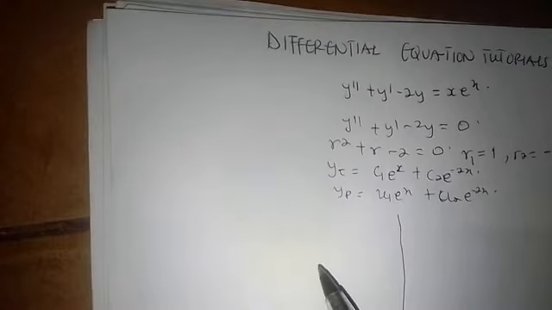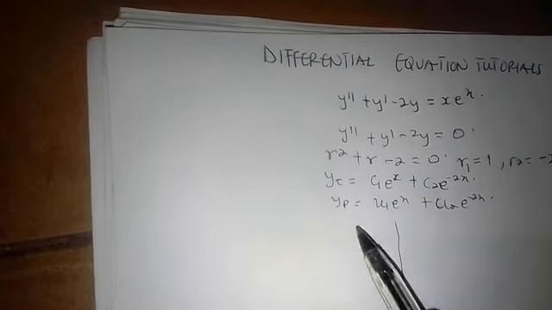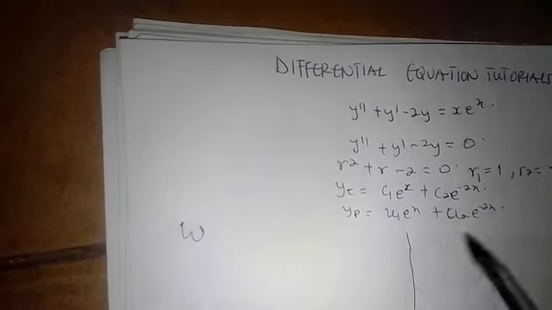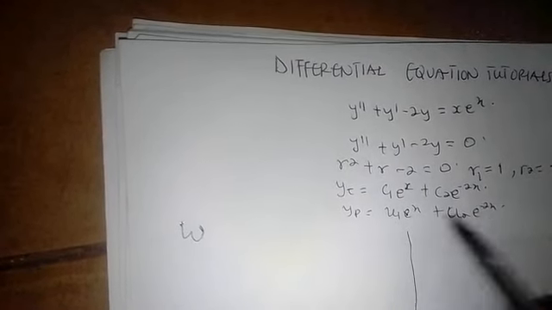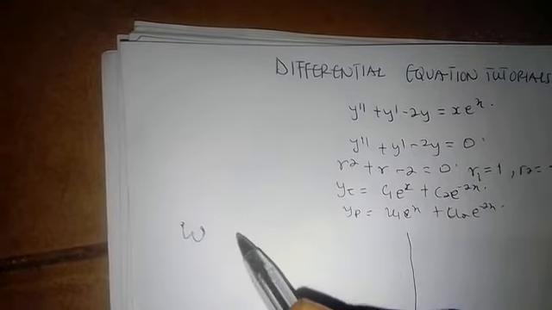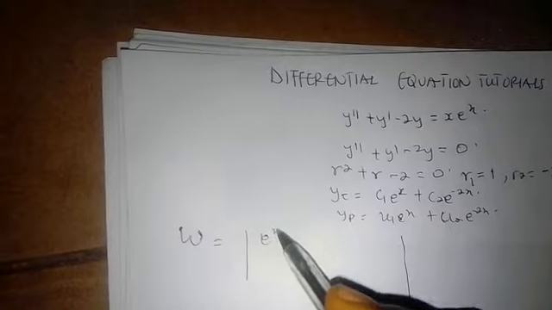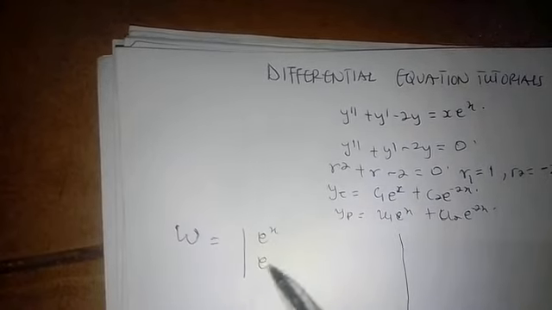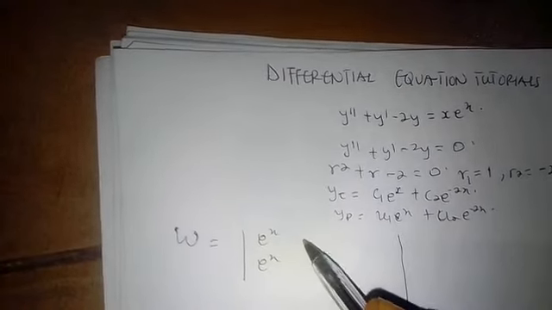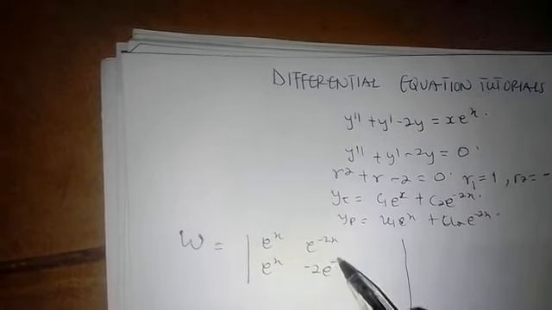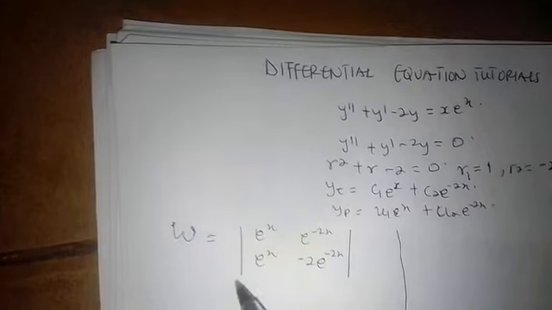Let's see, to find your yp, we use the Wronskian of these functions here. I'm going to have that equal to the determinant of e^x, and I differentiate this. Then I take e^(-2x), and I differentiate it to get -2e^(-2x), like this.